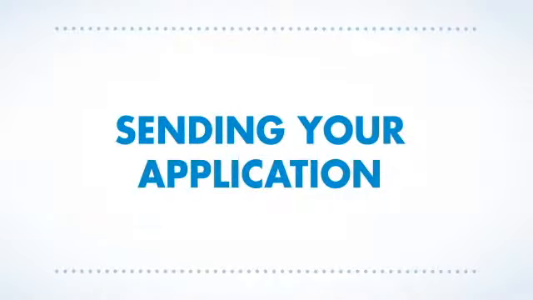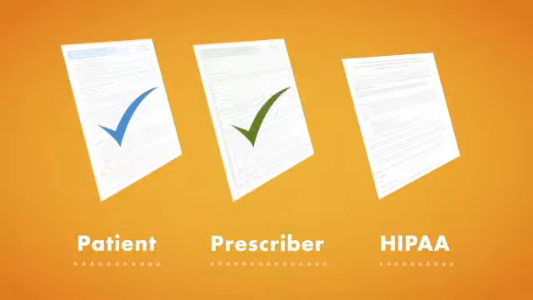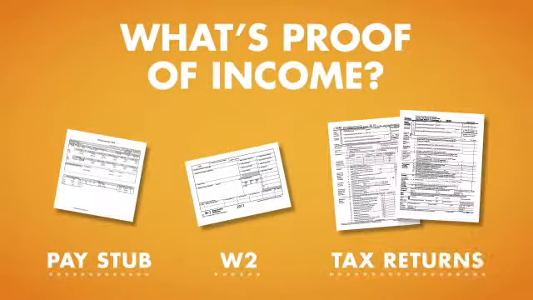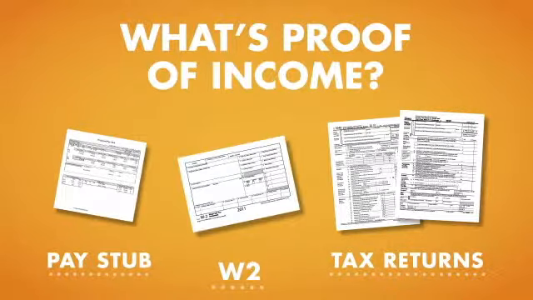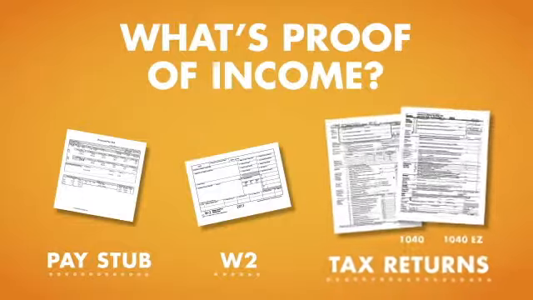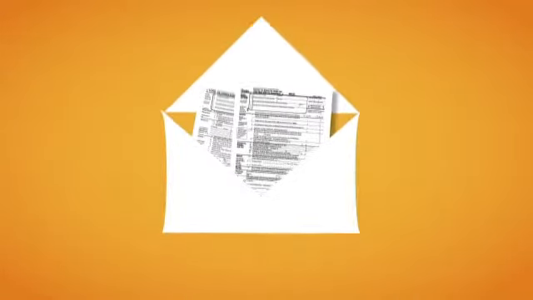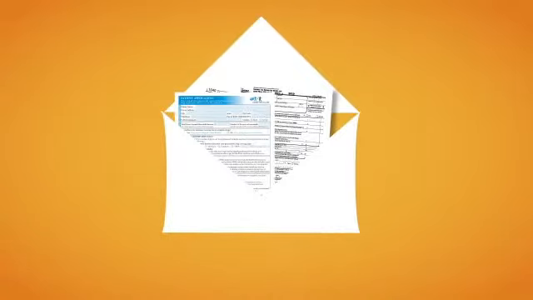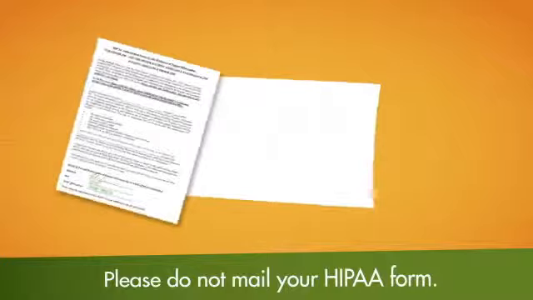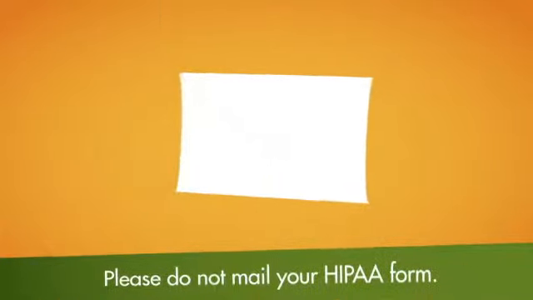You're almost done. Once the patient, prescriber, and HIPAA forms are filled out, gather proof of income or paperwork that shows the amount of money you make. For example, proof of income could be a recent pay stub, your W-2, or a federal tax return such as a 1040 or 1040EZ. Put a copy of your proof of income into a stamped envelope with your completed patient and prescriber forms. Remember, your HIPAA form is for your medical file, so it should not be included.